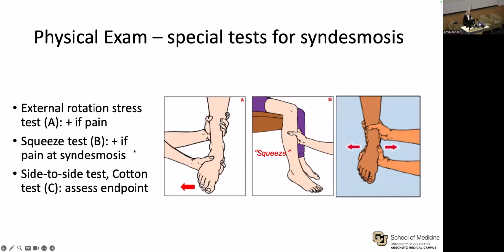The squeeze test is where you actually squeeze the tibia and fibula together proximally. And what that does is if you have a syndesmotic injury, it kind of splays the distal tibia and fibula apart. So that's going to cause pain at the ankle if you push up at the more proximal knee. That's probably the one that I do most commonly because it's pretty easy. And then the cotton test, you're assessing for an endpoint and you're translating the talus within the mortise from medial to lateral. And that one's pretty challenging.